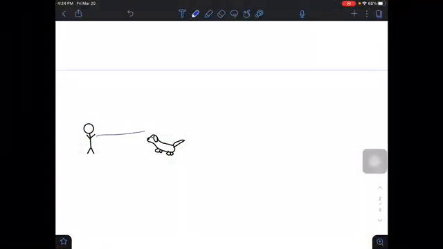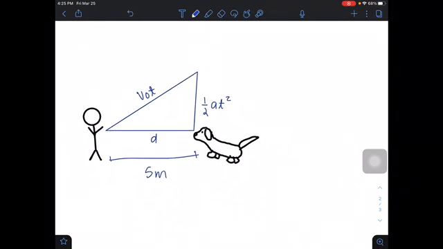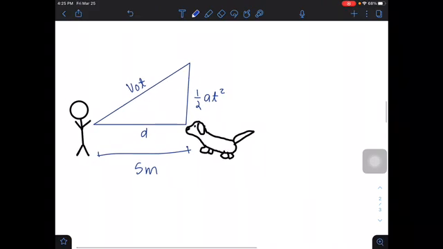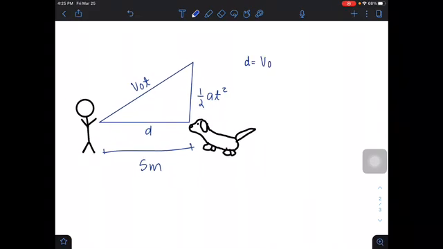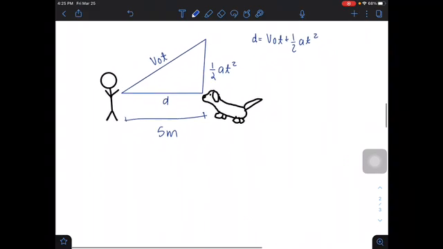So the first thing we're going to do is set up our scenario. So this is 5 meters from me to Biscuit, and we're going to use the triangle method. So in this method, this is our distance, this is velocity initial times time, and this is 1/2 acceleration times time squared. So this is our basic kinematic formula for distance, which is d equals v naught t plus 1/2 at squared. And then our next step is going to be to set up our system schemas, since we are going to be using energy to solve for the max height.